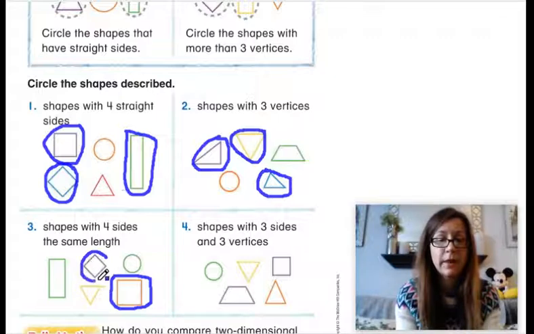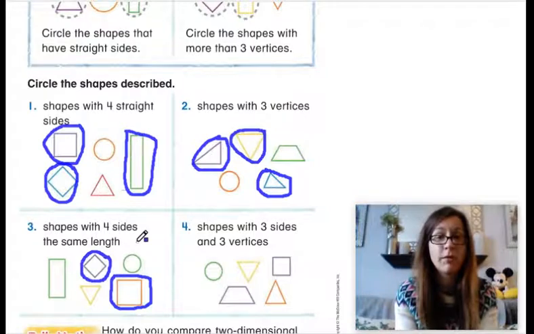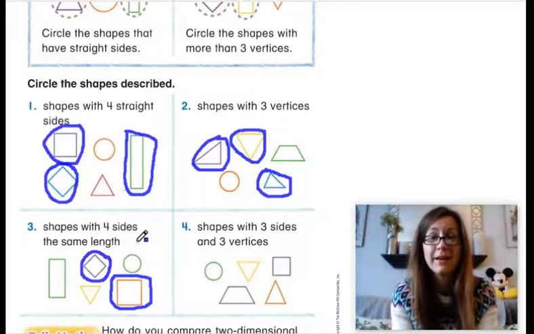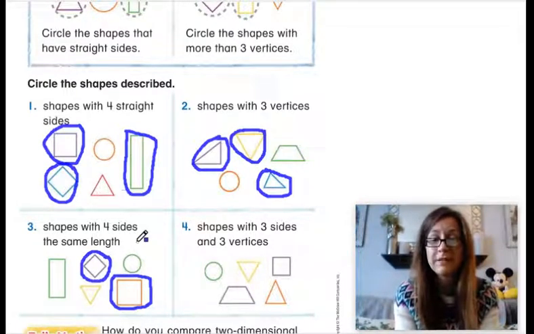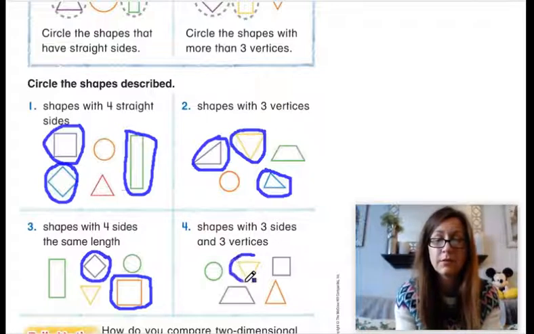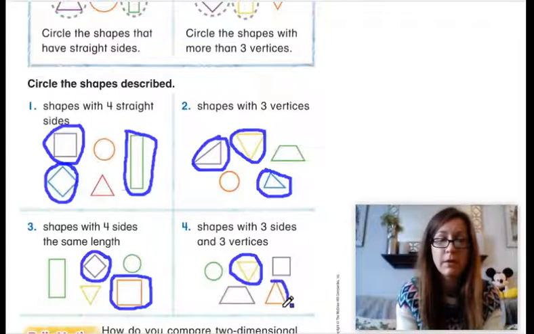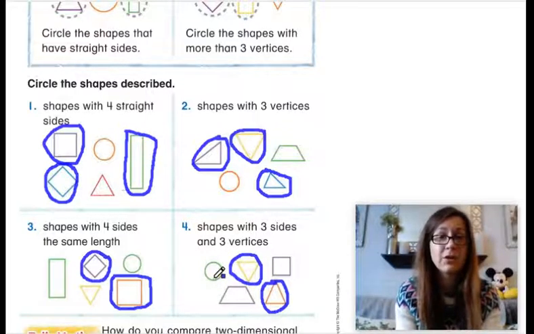And again, this square is turned on its side, but it is still a square because all the sides are the same length. Number 4, shapes with 3 sides and 3 vertices. So we know that this is a triangle again. So we're going to circle the 2 triangles that we have here. We also have a square, which we know has 4 sides. We have a trapezoid, which we know has 4 sides. And we have a circle, which we know does not have any sides.